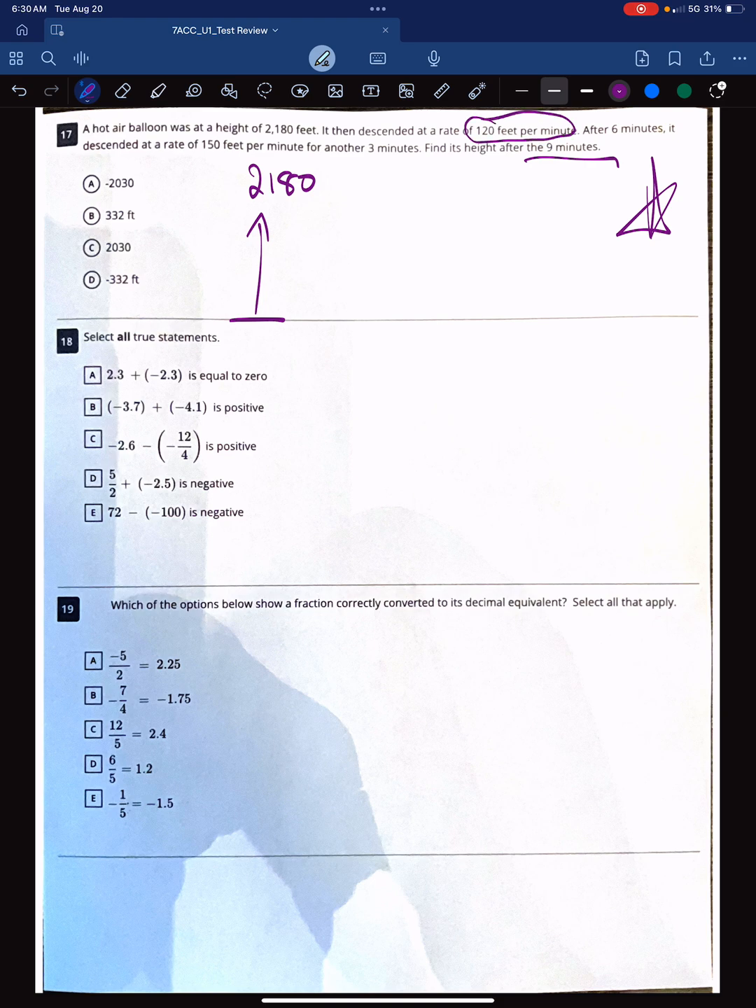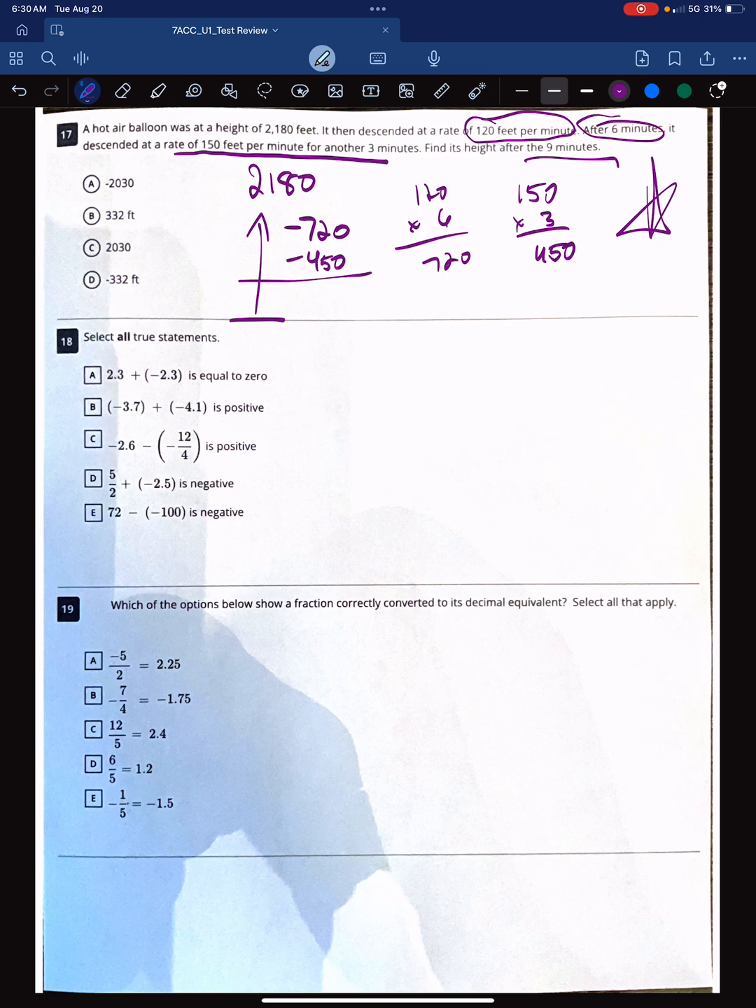120 feet per minute for 6 minutes, because that's how long it was descending at that rate. So we're going to do 120 times 6, which is 720. So that is descending 720 feet. Then it descended at a rate of 150 feet per minute for another 3. So we're going to do 150 times 3, which is 450, right? So that's going to be minus 450. So we are going to calculate that expression. So 2180 minus 720 minus 450. And that's going to give us 1,010.